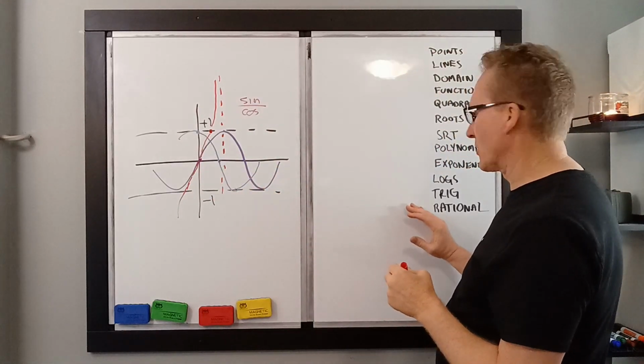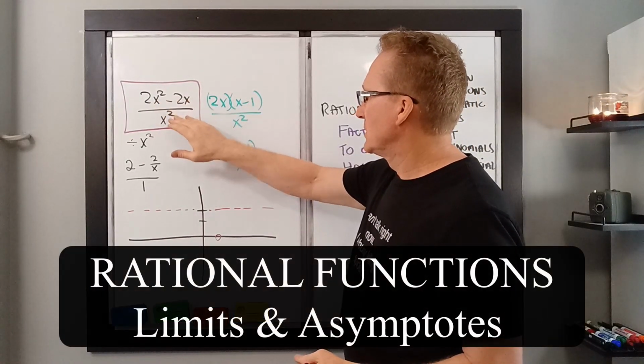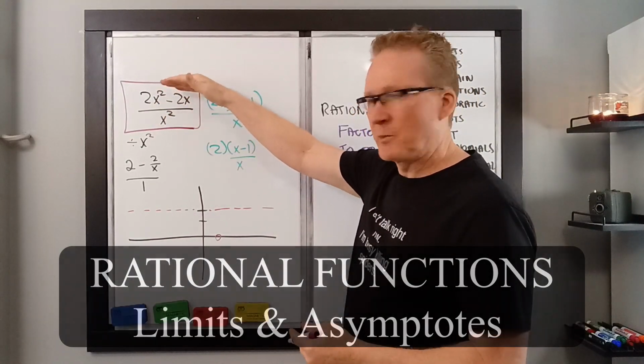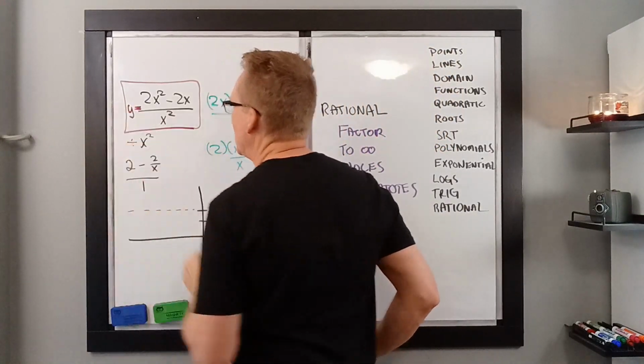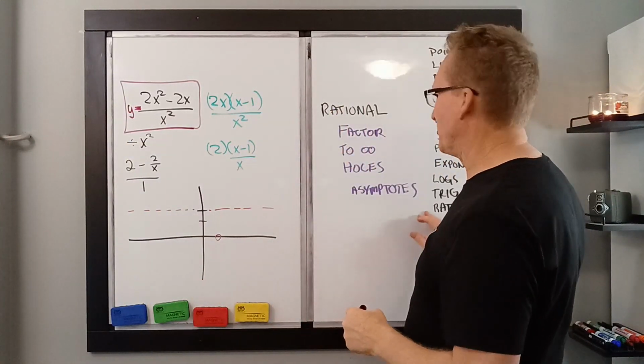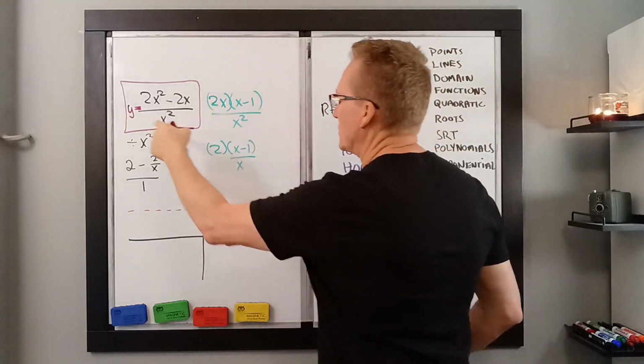Now let's look at the little bit harder ones, the rational functions. This would be a rational expression because anytime you have one polynomial over another polynomial, but if you make y equal to all of that, then it's a rational function. So in this case, a rational function is one that we can graph. So let's take a look at graphing this.